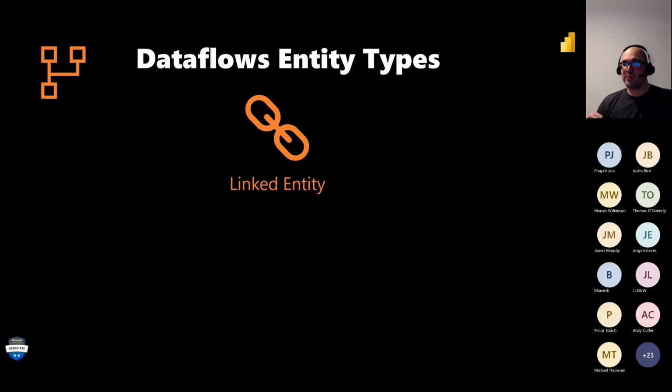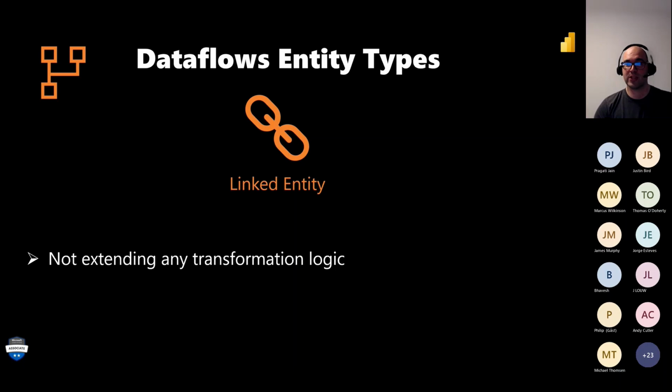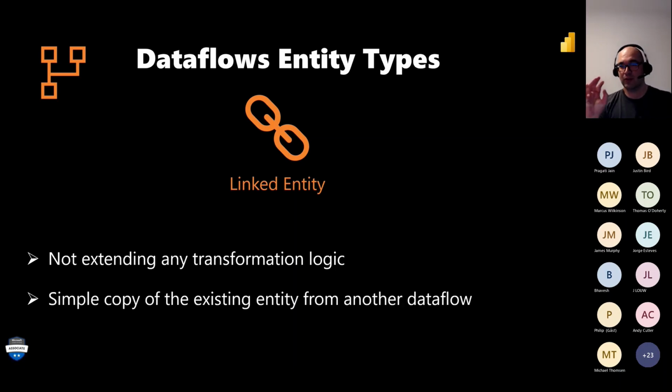The other entity type is the linked entity. Unlike in the previous case, where you'll probably add some additional transformation logic on top of the original entity, with a linked entity you don't extend any transformation logic. So you simply need a copy of an existing entity from another dataflow. So what are the use cases for linked entities?